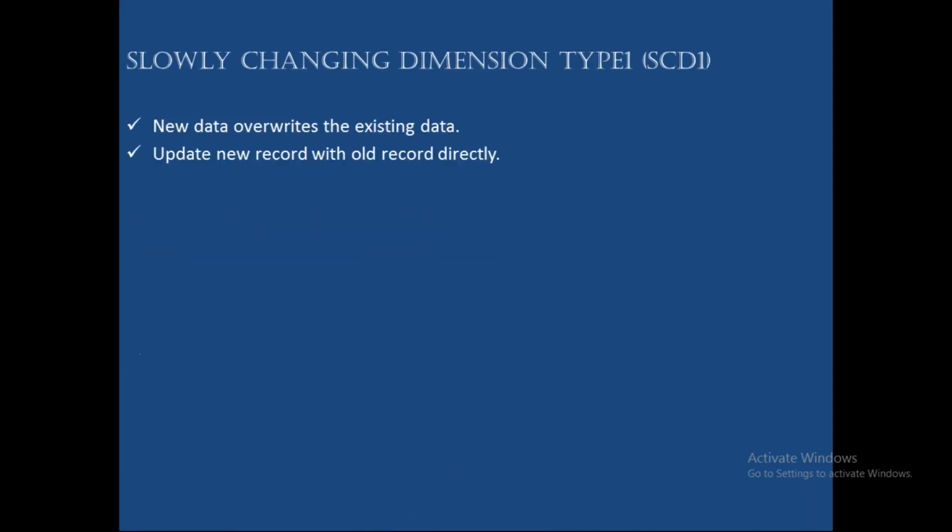Slowly changing dimension type 1. New data overrides the existing data. Let's say Rama was in Bangalore. Now he switches to Hyderabad. What you are going to do is just overwrite this entire record. The record of Rama in Bangalore you remove and replace with Rama in Hyderabad. That's how you update the old record with the new record directly. This keeps only current data and does not maintain historical data. So in SCD1 we are not going to maintain any historical data; instead, we maintain only current data.